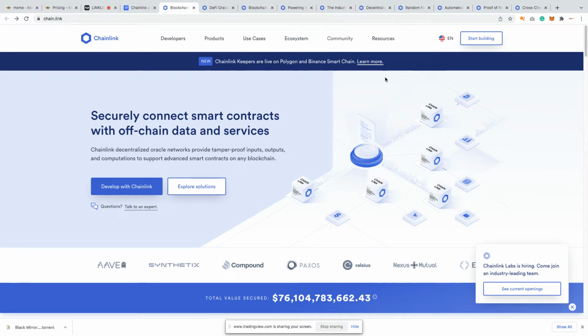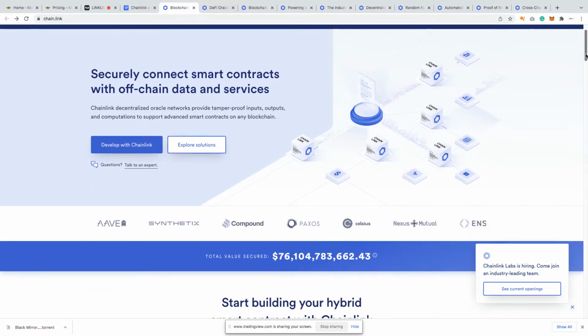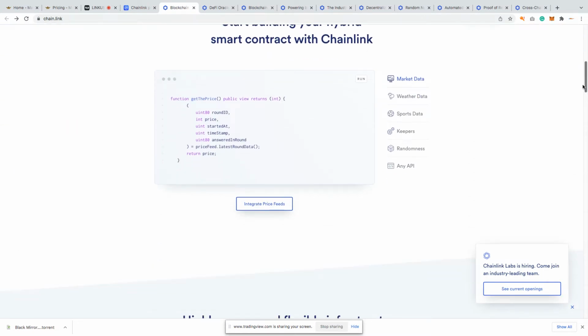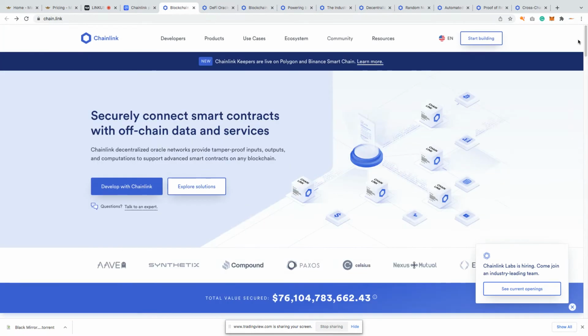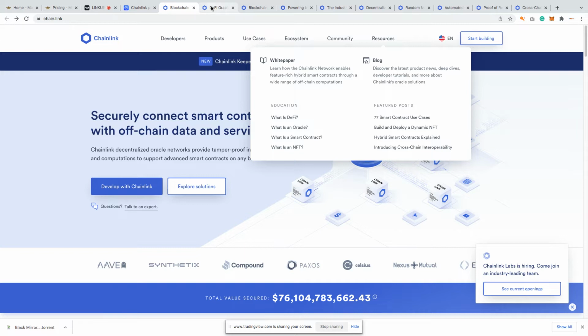Now, let's look at this website. You can see this is the Chainlink website, and it says that Chainlink is a decentralized oracle network that provides tamper-proof inputs, outputs, and computation to support advanced smart contracts on any blockchain. So this is any blockchain. Chainlink helps that blockchain to support smart contracts.